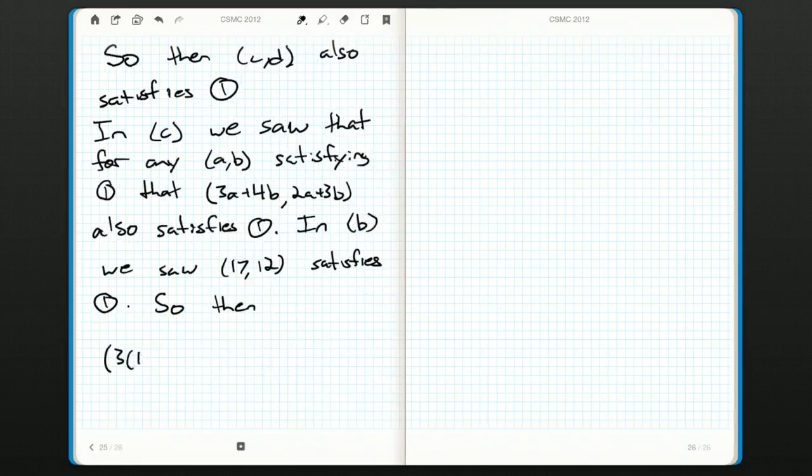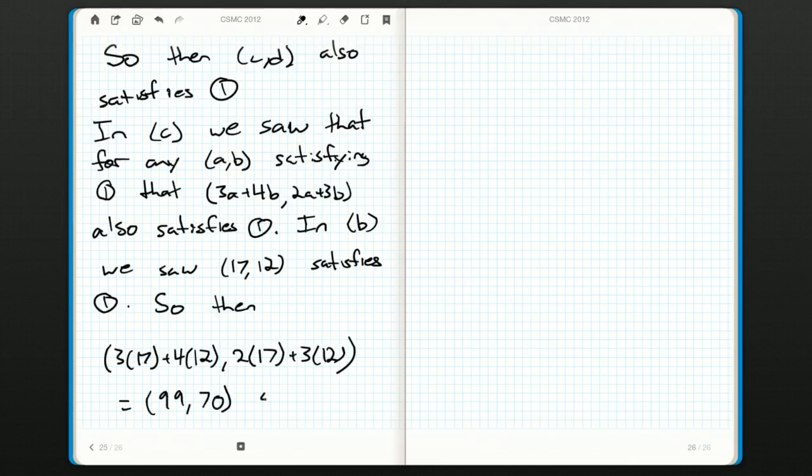So 3 times 17 plus 4 times 12, and 2 times 17 plus 3 times 12. So what's that? That's 51 plus 48, so that's 99. And then we have 34 plus 36, 70. So that also satisfies 1. The y value is still too small, though.